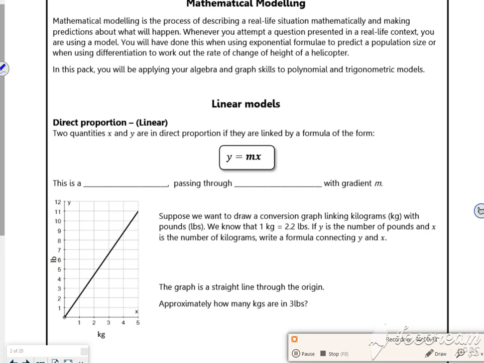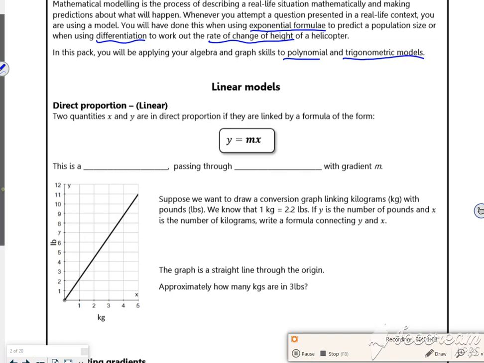So it talks about mathematical modelling, the process of describing real-life situations mathematically and making predictions. So it says, whenever you attempt a real-life context, you have done this using exponentials to predict population size, using differentiation to work out rates of change in height. So this one's kind of like another arm, but it's looking at polynomials and trig models. So let's start off with a linear one.